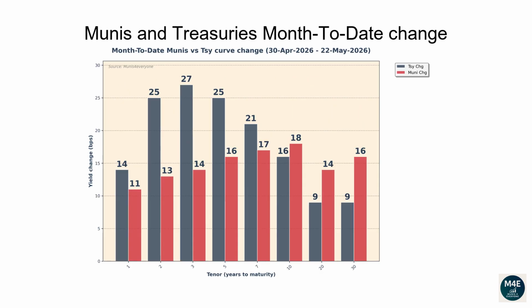This graph shows how much interest rates have changed since the end of the previous month. The current bar plot shows how munis and treasuries have changed since the end of April.